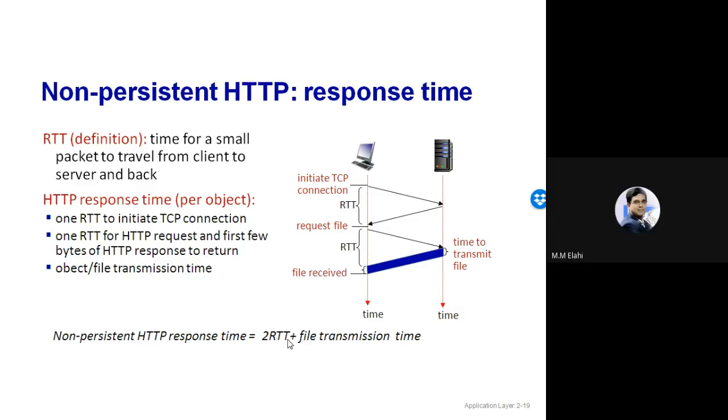1 RTT for the TCP connection, and then 10 RTT for 10 different objects, right? Sir, in total 11 RTT. Right, in total 11. Because in case of persistent, we don't need this RTT again and again, only one time. So first 1 RTT, and for 10 objects, 10 different RTT.